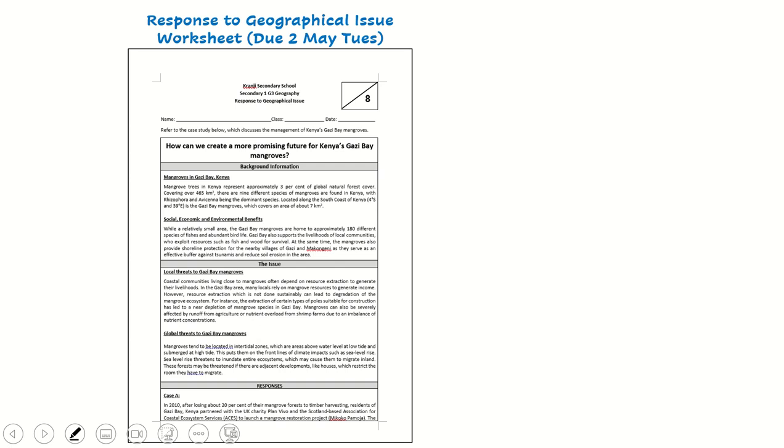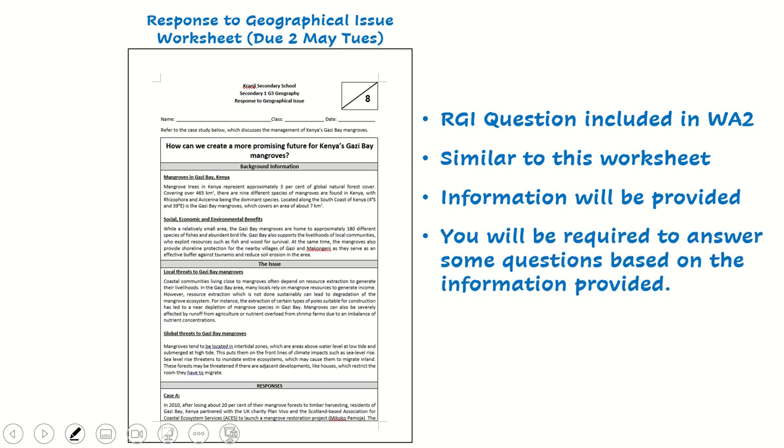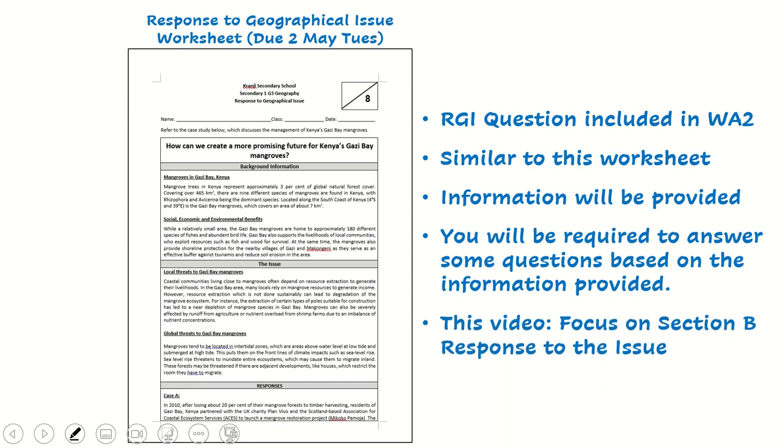Why are we doing this? So firstly, your RGI question, this worksheet is included in WA2. Your WA2 is going to be really similar to this worksheet, except of course it's not going to be on Kenya's Gazibe. It will be another example. And same thing, information will be given to you and you will be required to answer some questions based on this information that is provided. And this video, there is a focus on Section B and Section C, response to the issue. So I'm going to show you how you can answer a RGI question.